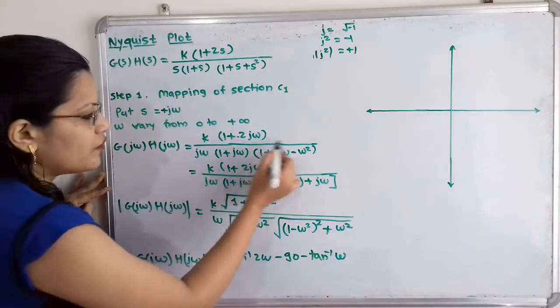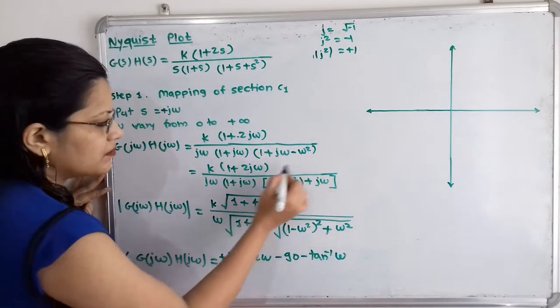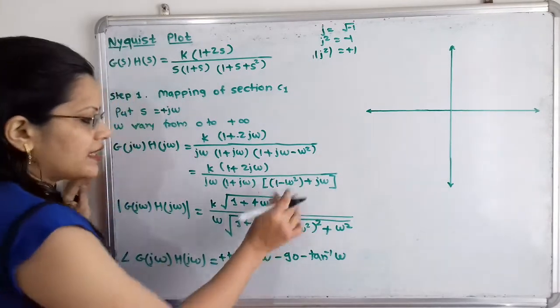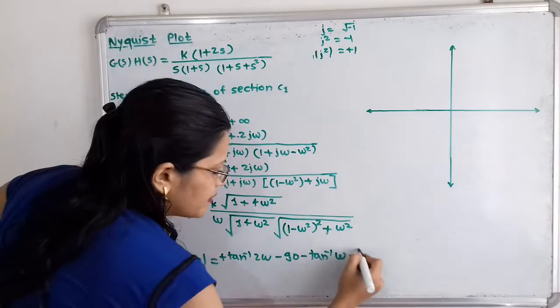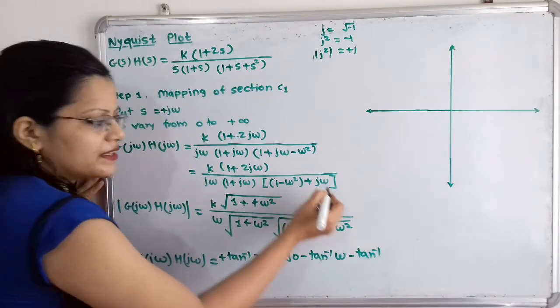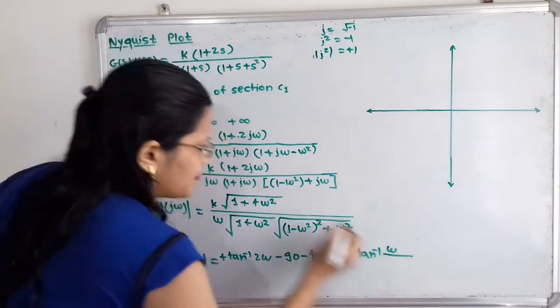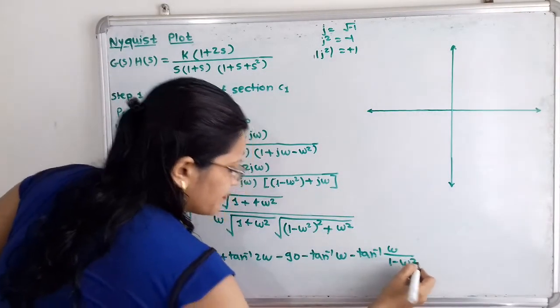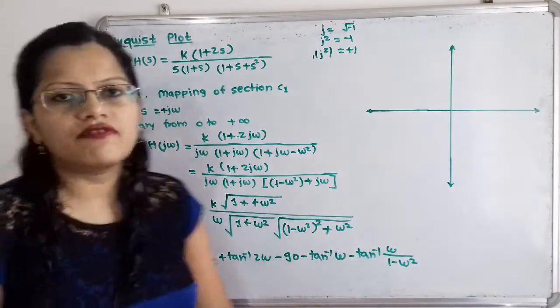Now for this term, if we refer to the simplified form, again this term is in the denominator, so I will take minus tan inverse of the imaginary part. The imaginary part is omega divided by the real part, and the real part is 1 minus omega squared. So this is our phase angle phi.